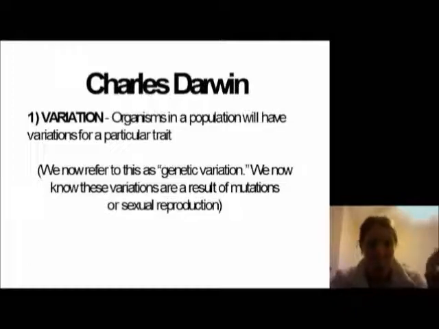For example, when Darwin was collecting observations in the Galapagos Islands, he noticed that all of the different finches on the island had beaks that were slightly differently shaped. So there were variations in the population.